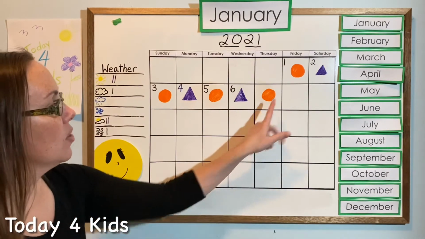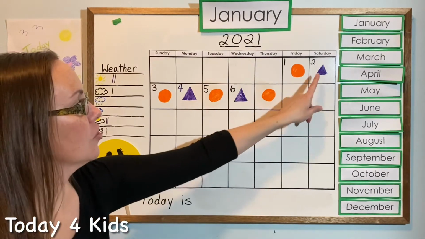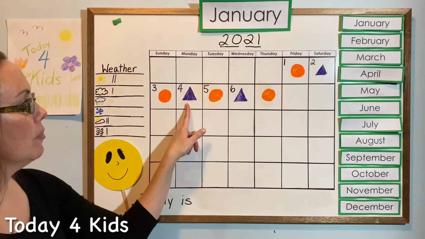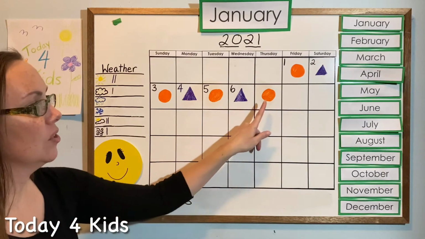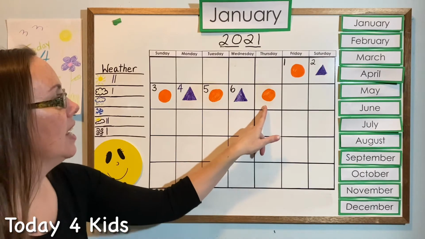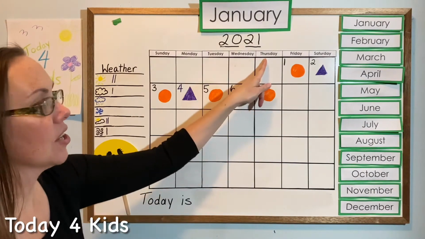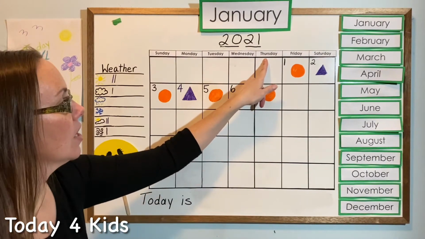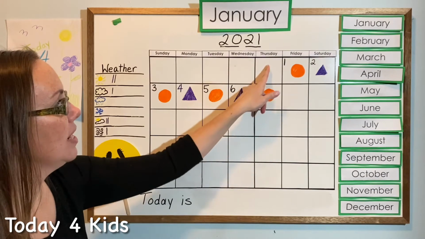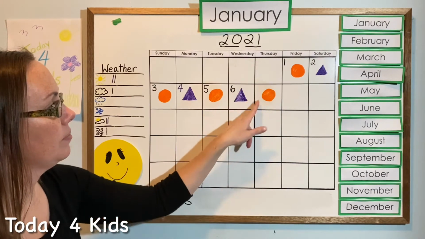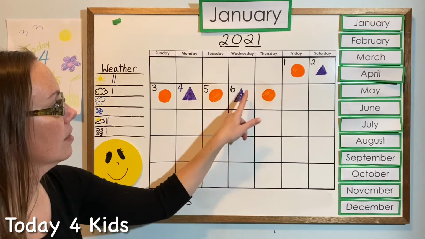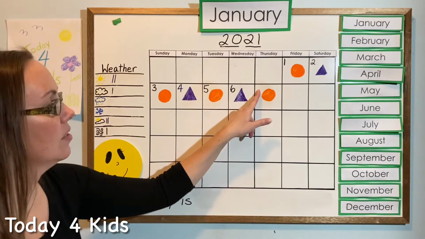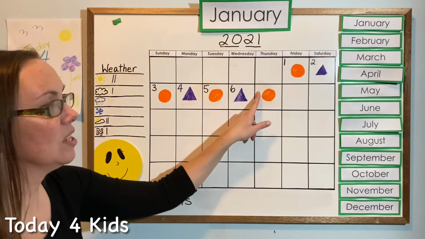So let's do our pattern one more time. Orange circle, purple triangle, orange circle, purple triangle, orange circle, purple triangle, orange circle. And it is Thursday. Thursday. So what else do we need to do in our square here? Need to put in the number. If yesterday was 6, what do you think today is?